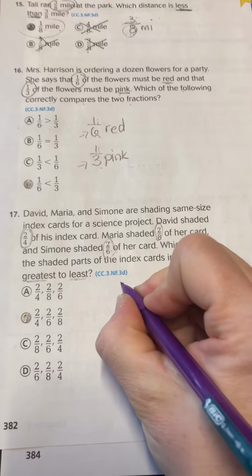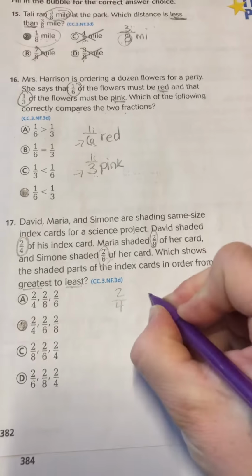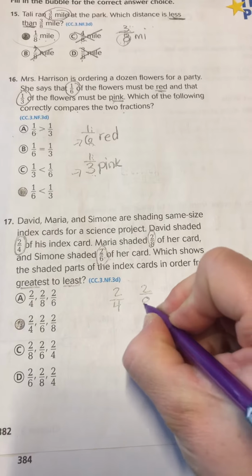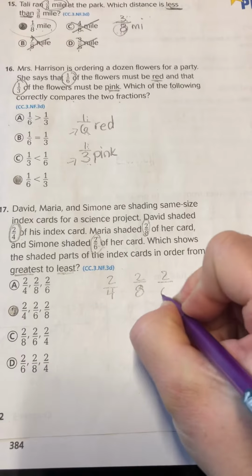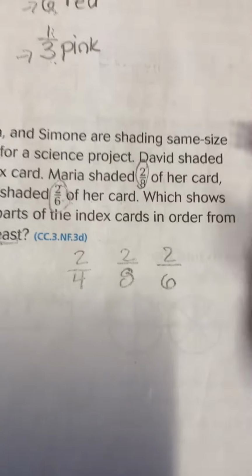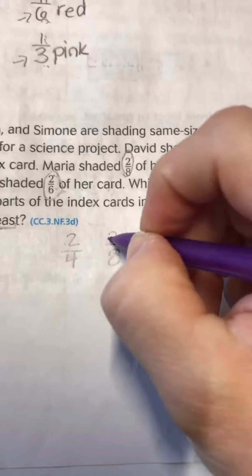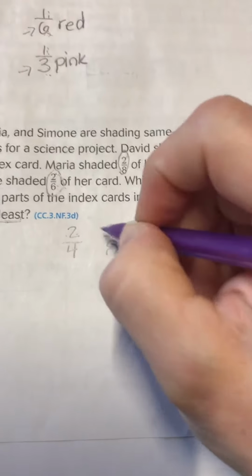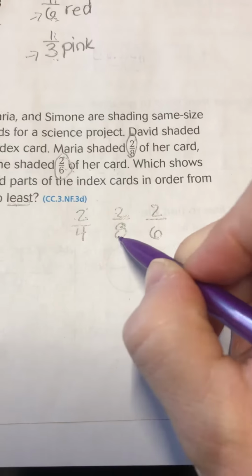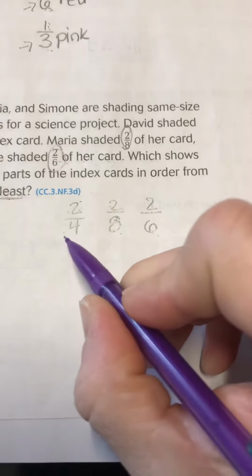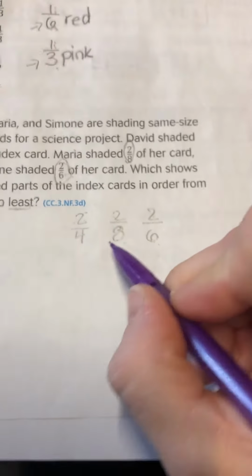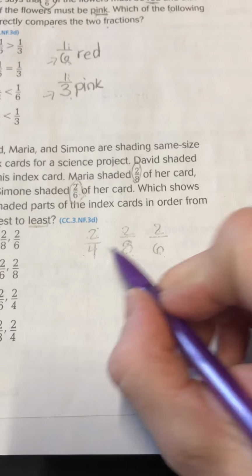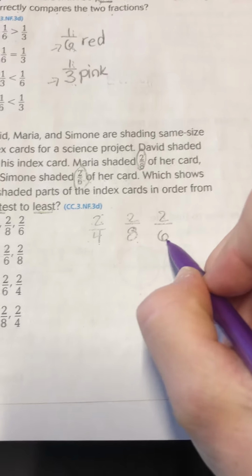So I'm going to go ahead and write my numbers down here so I have them. 2/4, 2/8, and 2/6. So if I take a look at these numbers, my numerators are all 2s. So those are all the same. So again, I'm looking at the size of the pieces. Which pieces are going to be biggest and which are going to be the smallest? My 4ths, my 8ths, my 6ths.